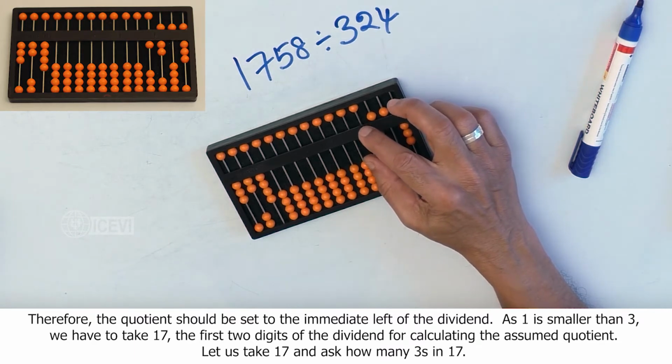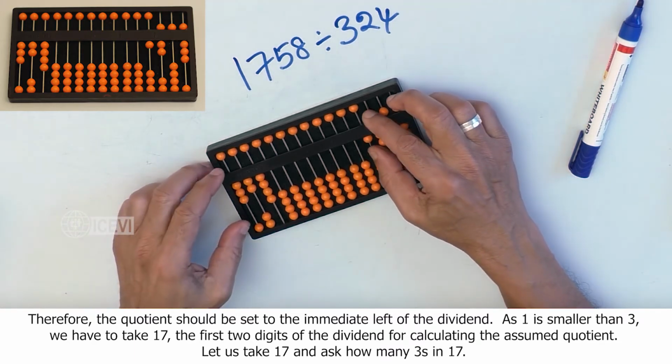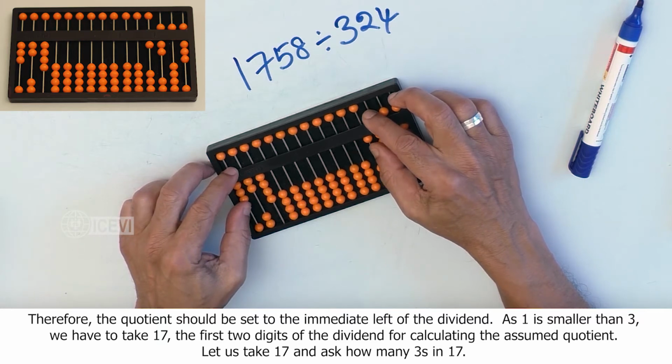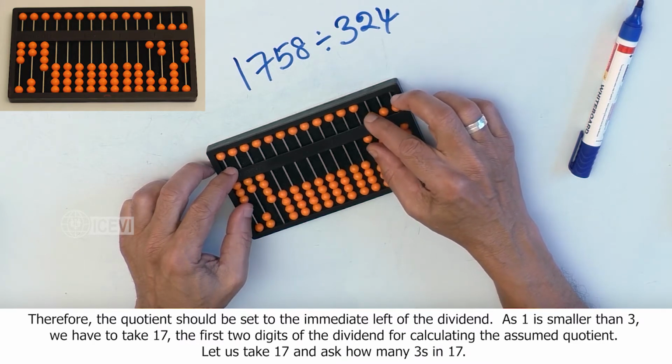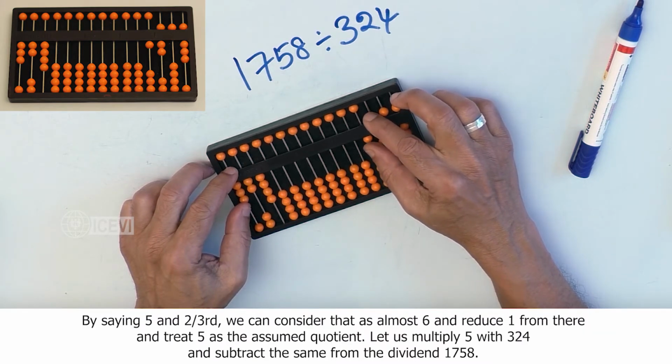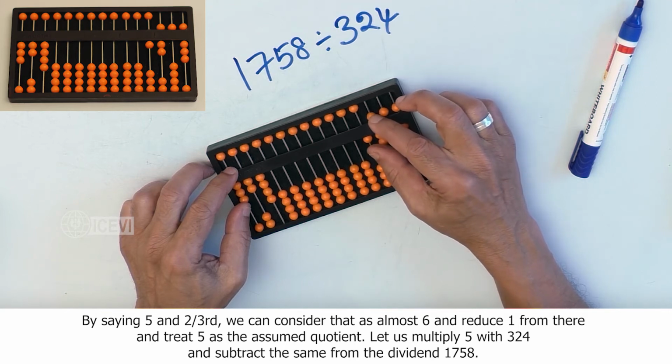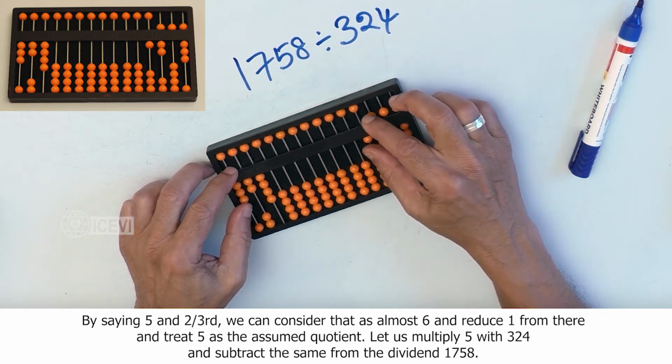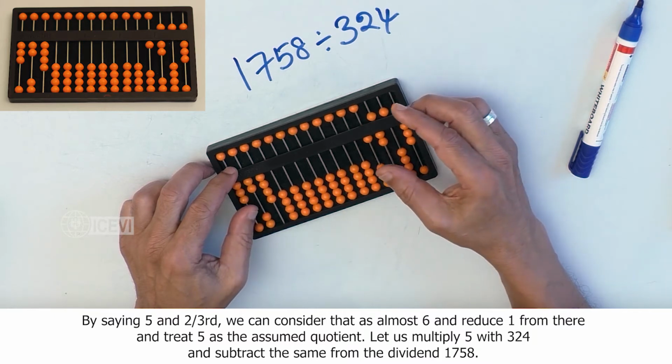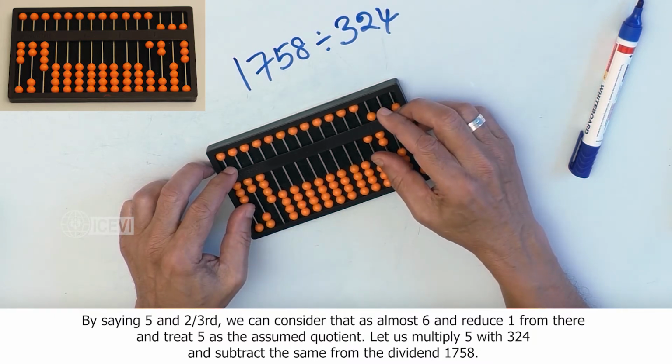As 1 is smaller than 3, we have to take 17, the first 2 digits of the dividend, for calculating the assumed quotient. Let us take 17 and ask how many 3's in 17 by saying 5 and 2/3. We can consider that as almost 6 and reduce 1 from there and treat 5 as the assumed quotient.